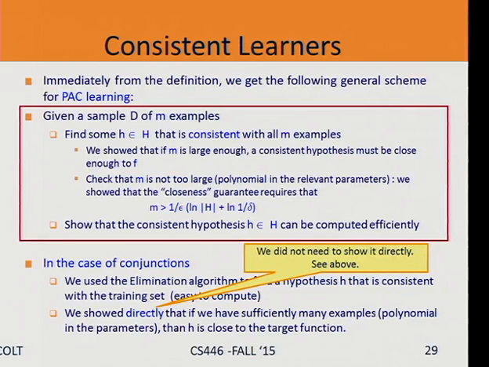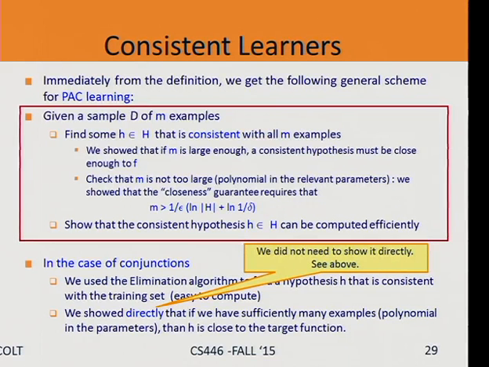We concluded with a consistent learning scheme, which is written here. Immediately from our definition and the Occam's razor result, this is what we got. The basic thing is that we take a sample. If we manage to find a hypothesis that is consistent with all the m examples, and m is large enough, this is the m that we want. If we take a sample whose size is proportional to 1 over epsilon, the accuracy we care about, 1 over delta, the confidence with which we want to make sure that things are okay, and the log of the size of the hypothesis class, then everything is going to be okay.